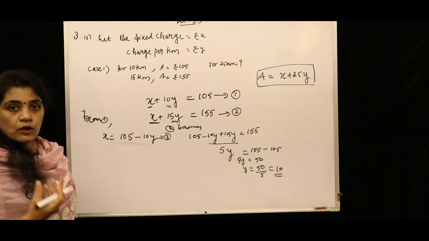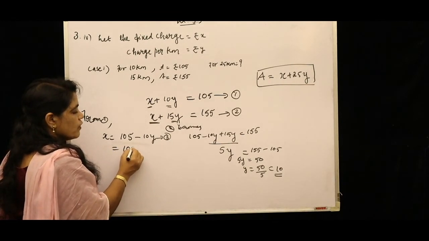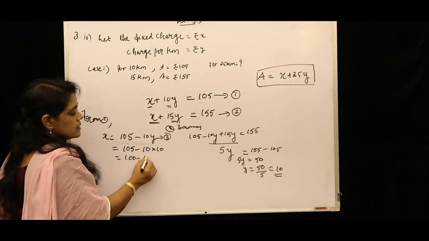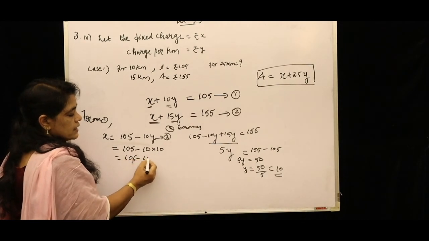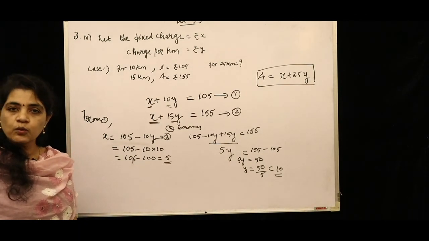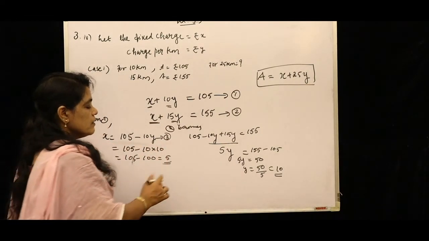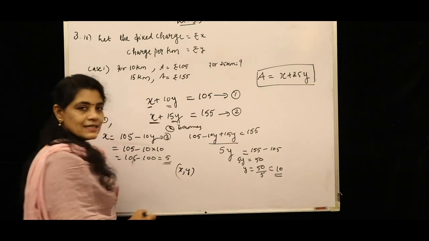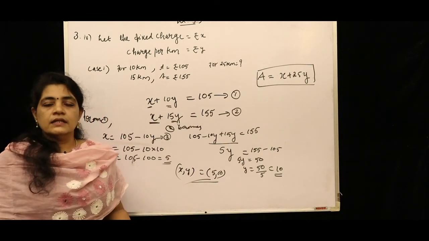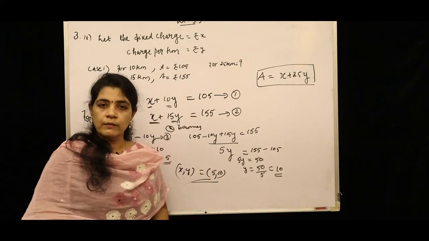Now we substitute the value in the equation to get the value of x. x is equal to 105 minus 10y. 10 into y, that is 10 tens are 100, so 105 minus 100 is 5. What is x? x is the fixed charge. So now we have the values of the variables x and y as 5 and 10. Is it clear, children? This is a way to solve for x and y by the method of substitution.